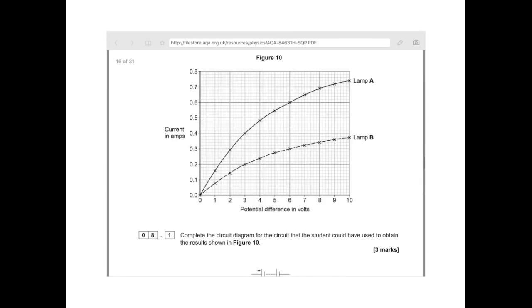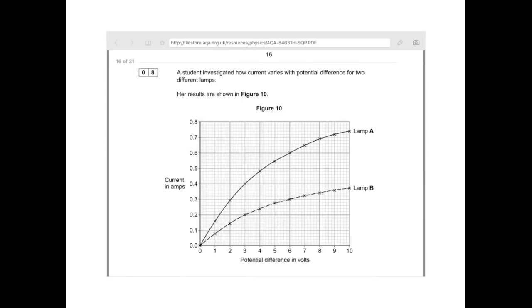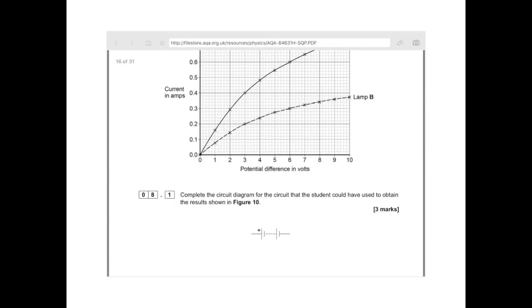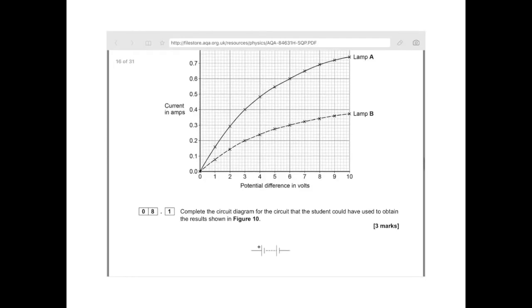A student investigated how current varies with potential difference for 2 different lamps. Her results are shown in figure 10. Complete the circuit diagram for a circuit the student could have used to obtain the results shown in figure 10. Well, they haven't even listed the components. Okay, so we definitely need some lamps including.